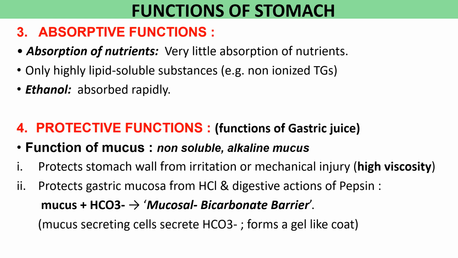Especially the insoluble mucus protects the gastric mucosa from the digestive action of hydrochloric acid and pepsin by forming a gel-like coat called the mucosal bicarbonate barrier. The mucus secreting cells also secrete bicarbonate in large amounts, and thus along with the mucus it forms the mucosal bicarbonate barrier that protects the gastric mucosa from excoriation.